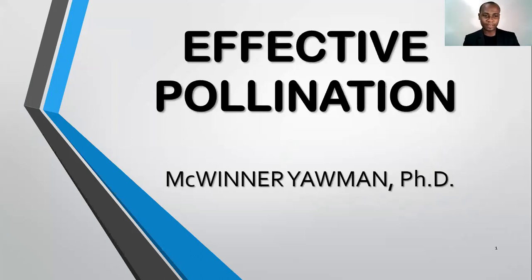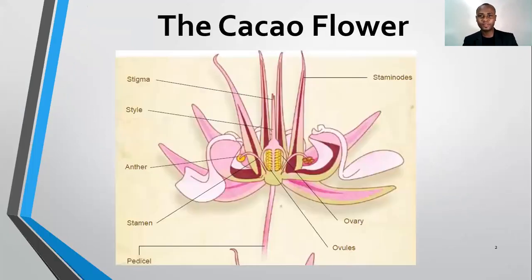So now let's talk about effective pollination. Let's begin by looking at the flower again. I mentioned earlier about the various parts of the flower.